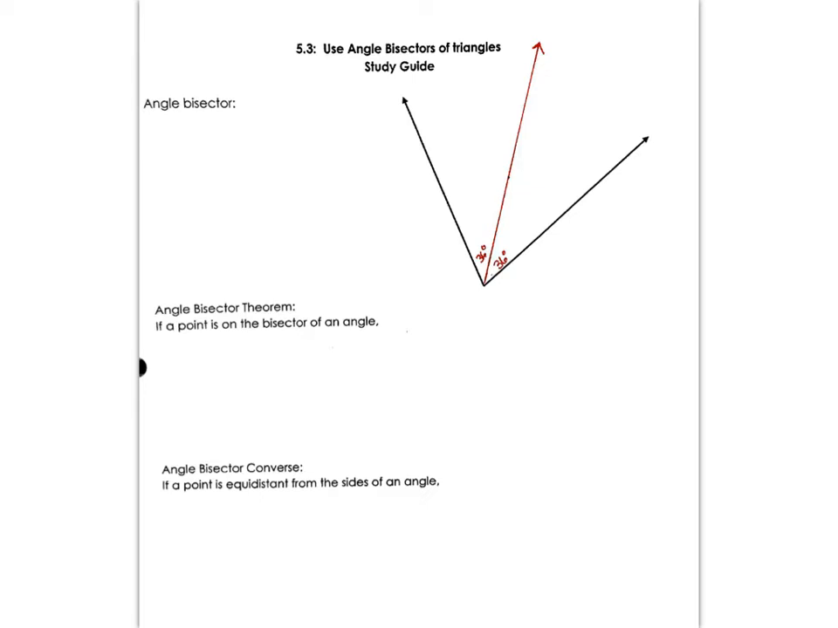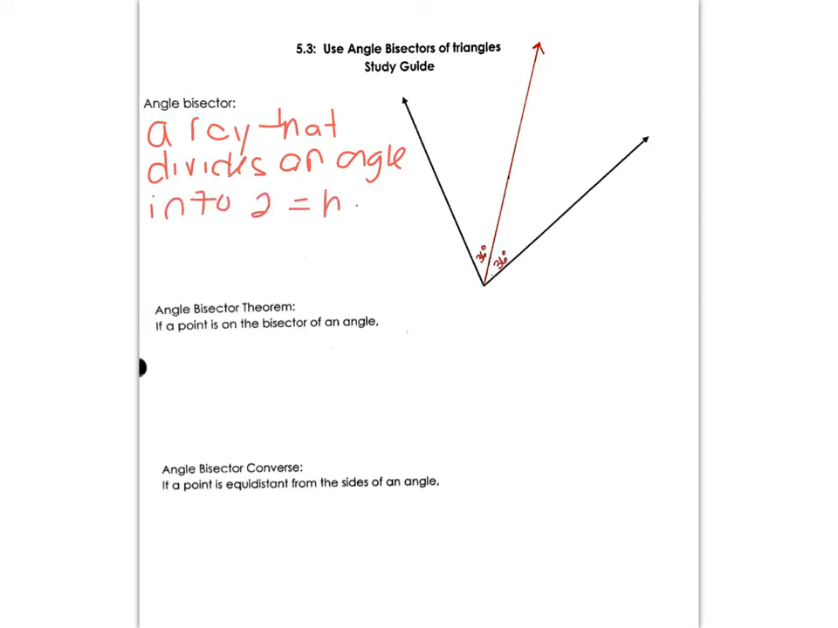Hopefully you have something that looks like this. So for the angle bisector, when I measured it, it seemed to be about a 72-degree angle, and as we know, an angle bisector is simply a ray that divides an angle into two equal halves. Okay, so I have two 36-degree angles.